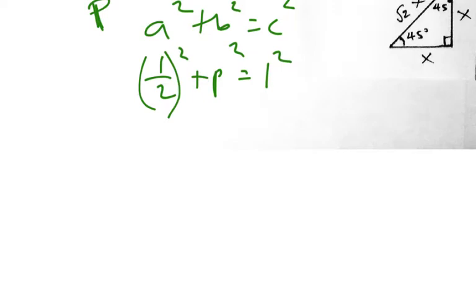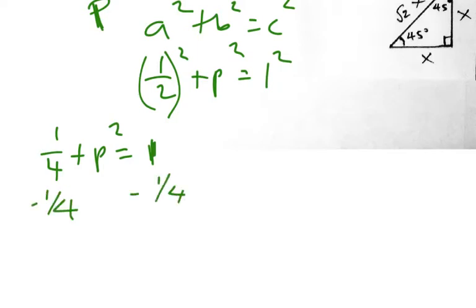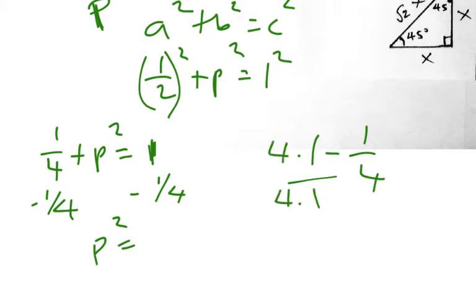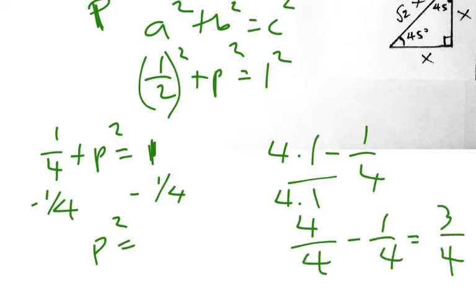1/2 squared is going to be 1/4 plus p squared equals 1. 1 squared is 1. Minus 1/4. Let's do this math real quick because this is not the whole idea. Now, I have 1 minus 1/4. I need to have the same denominator. So I'll multiply by 4 here, by 4 there. And I'm going to get 4/4 minus 1/4, which is 3/4. I did this work to put it over here.